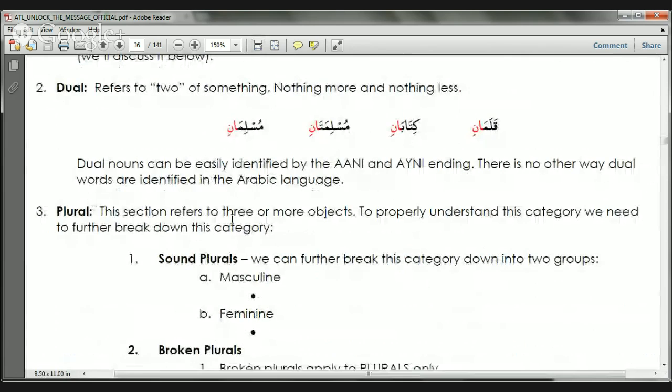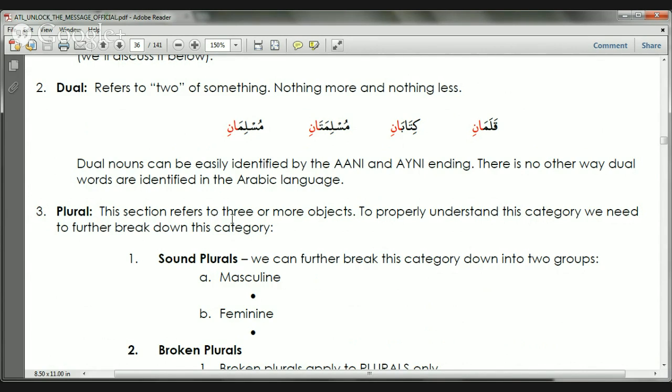Now dual words refers to two of something. Nothing more, nothing less. And you can easily find out a dual noun if it has what type of ending? Ani or ayni, right? And you know it's a dual, and that's it. There's no other way to find a dual word. Meaning that if it's going to be dual, it has to end in ani or ayni. For example, udhunayn, two ears. Yadayn, two hands. Rijlayn, your two feet.